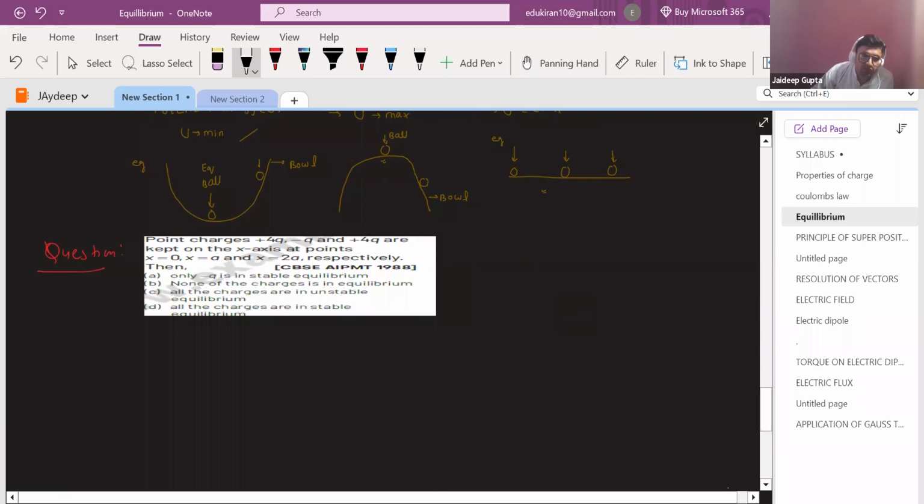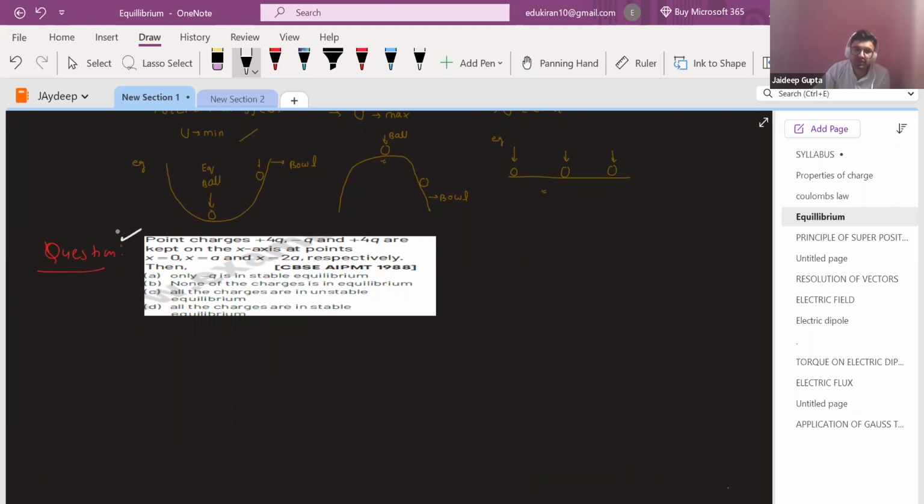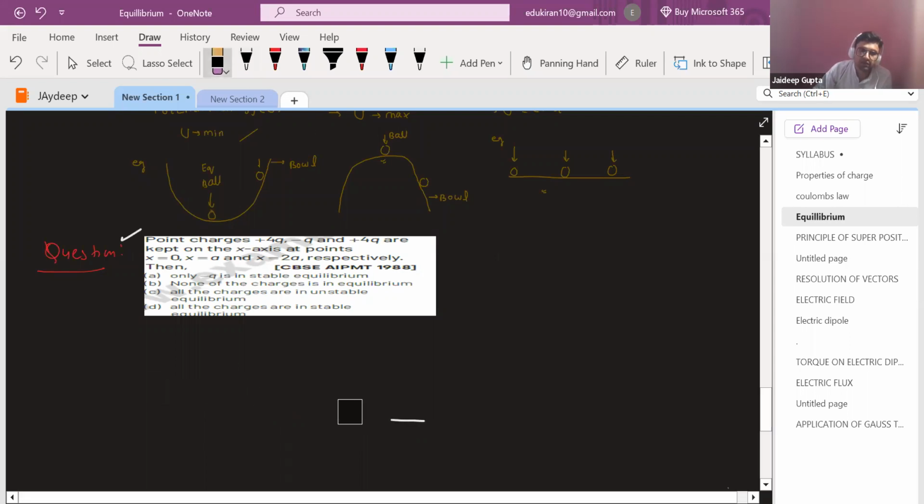Now try this question. It's not too difficult, but try this. This question is very easy. The point charges plus 2q, minus q, 4q are kept on the axis. Look, let me draw the figure for you first. Just a minute.